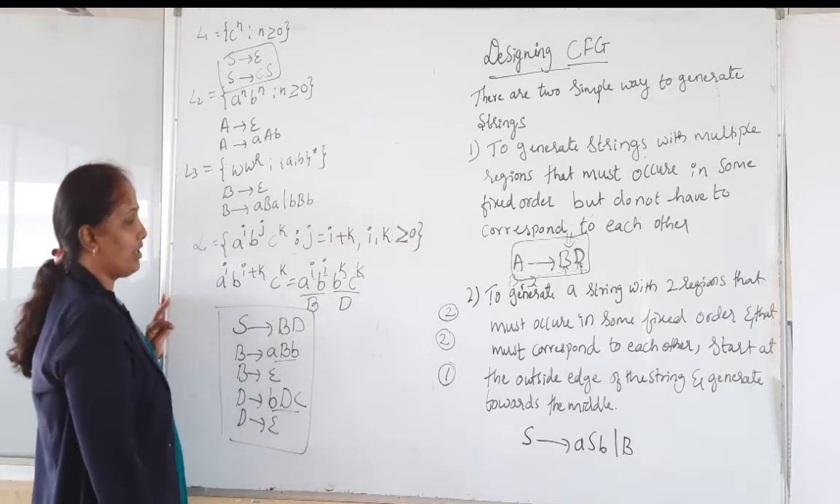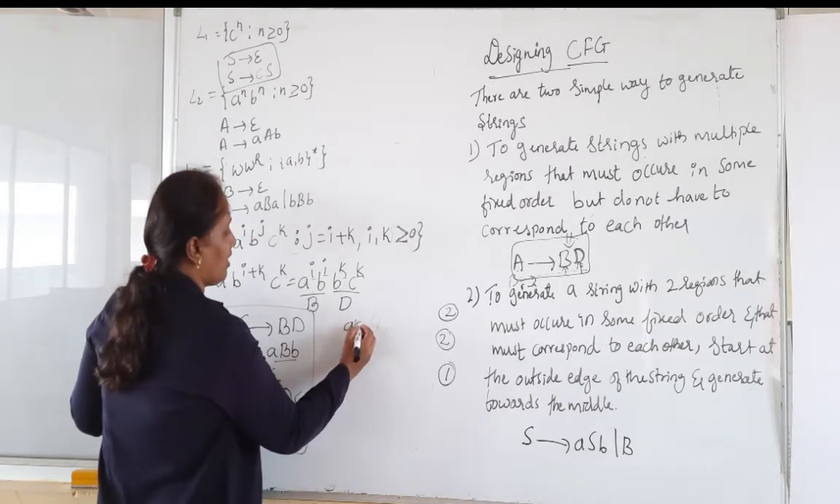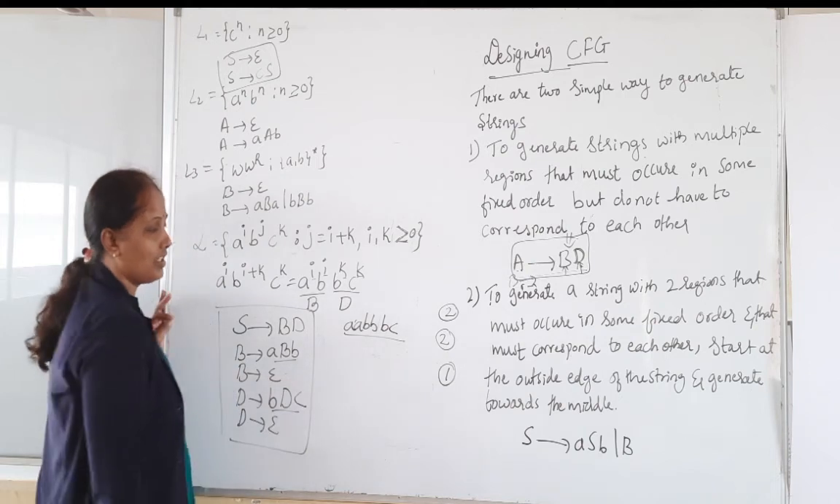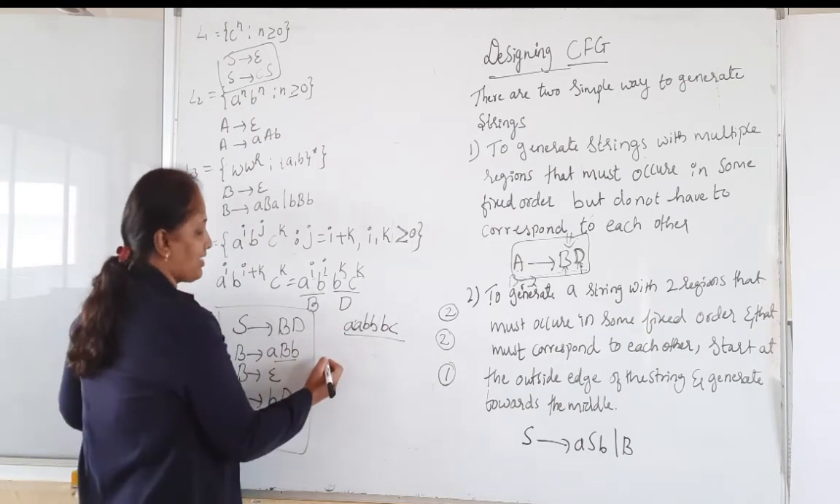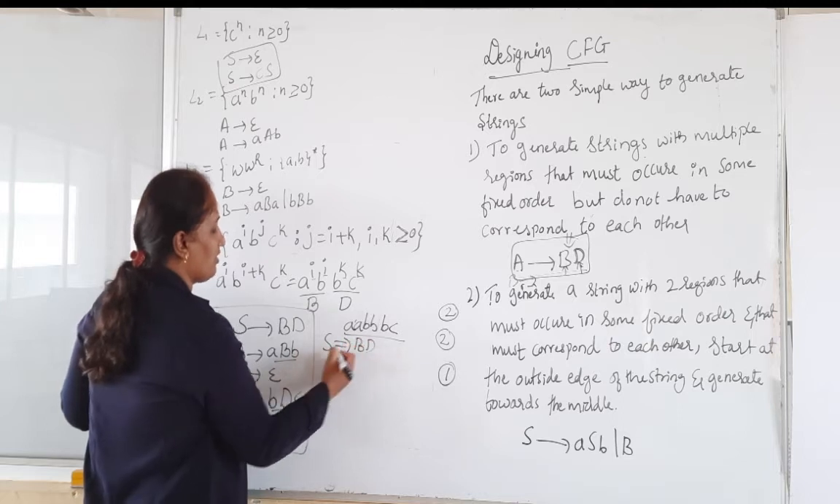So we will take one example and see. Here I will take A, B, B, B, C. This is a valid string. To accept this string, I must start with S. S is derived by BD.